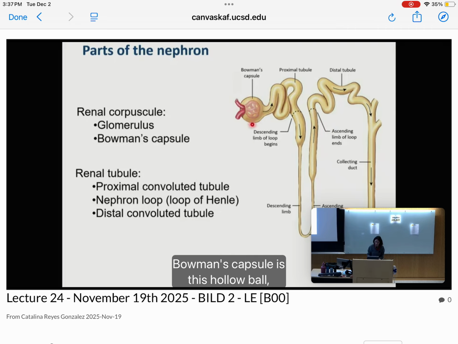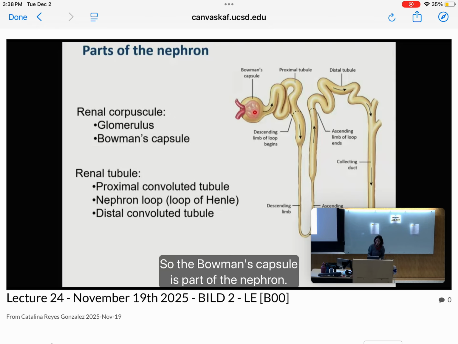So the Bowman's capsule is this hollow ball, right, which is the first part of the nephron. And this ball-like structure, inside of it, it has the glomerulus. And the glomerulus, which is here in red, it's a network of capillaries. Remember we studied capillaries. Those are the exchange blood vessels. It's a network of those capillaries for exchanging materials with the nephron.